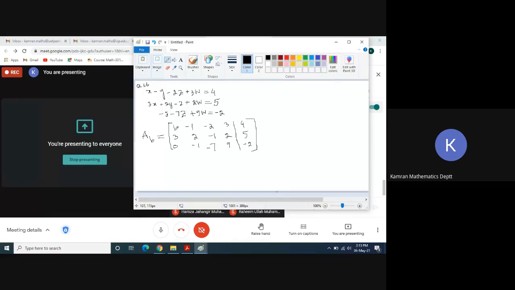So here we see that the leading one, this is the first non-zero entry which is equal to 1. Then below this leading one, all the other entries must be 0. So this is already 0. We need to set this 3 equal to 0. So for this we have to apply the row operation R2 minus 3 times R1. So the next matrix will be row equivalent to the given matrix. So here we apply the row operation. 1, minus 1, minus 2, 3, 4.